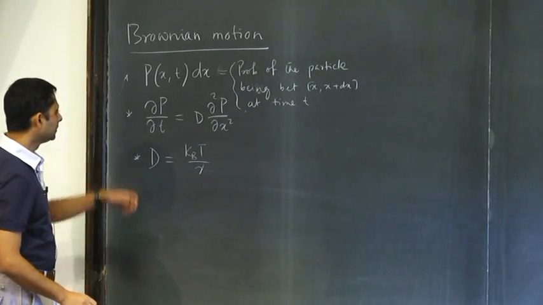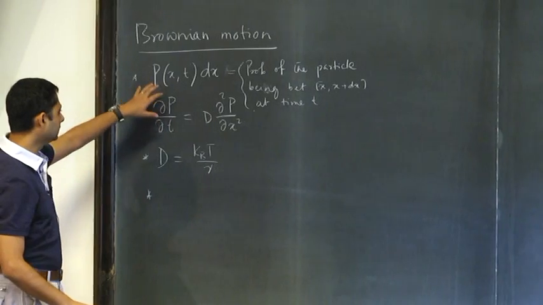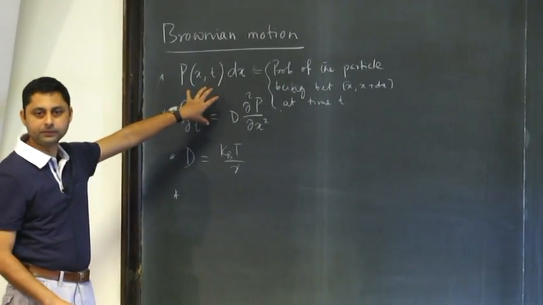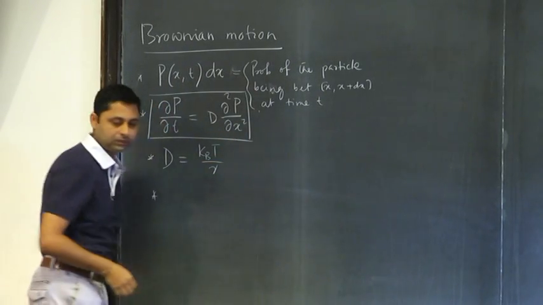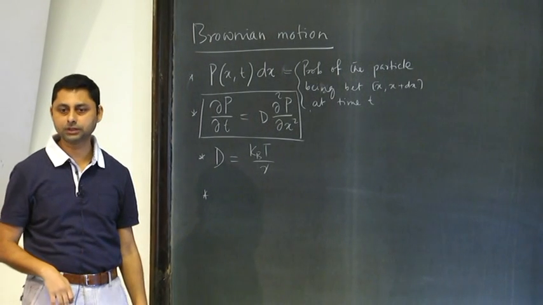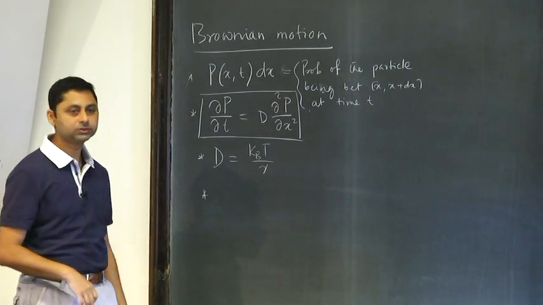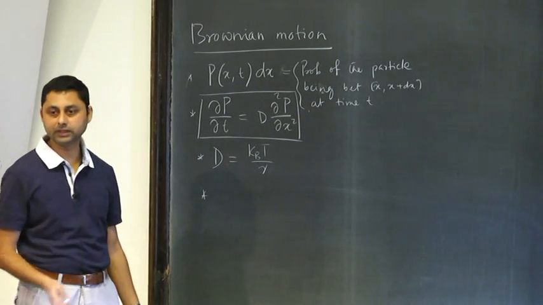So, then we also found that this is a description in terms of the probabilities. This is called the diffusion equation, and in general it is called a Fokker-Planck equation. I will come to the derivation of the general Fokker-Planck equation, I think maybe in the next class.